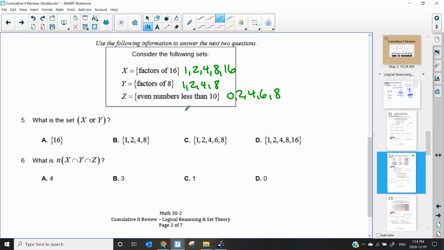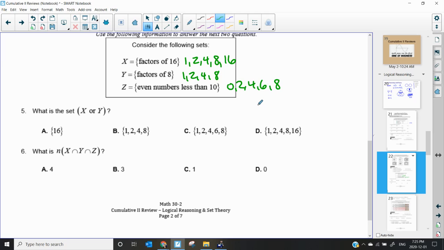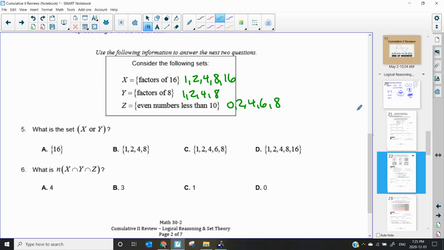Now, we haven't been given specifics about how far down we go with even numbers, so I'm just going to start with 0, 2, 4, 6, 8. We don't include the 10 because it says less than 10. So we can set this up as a Venn diagram.